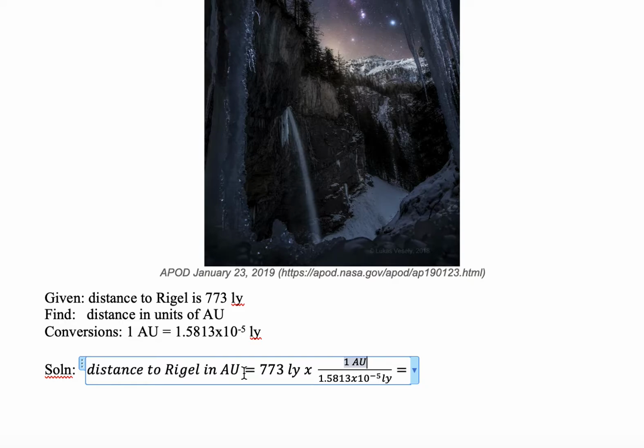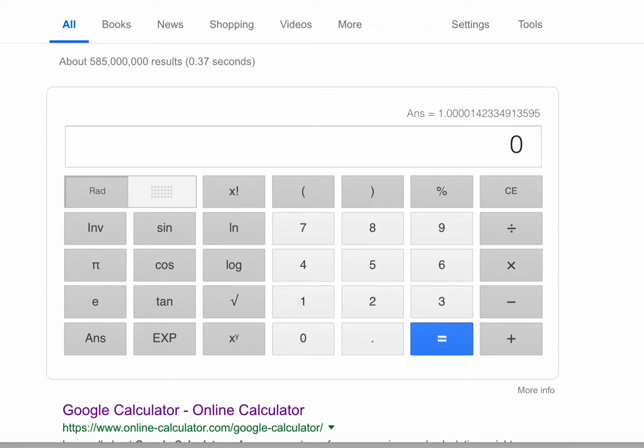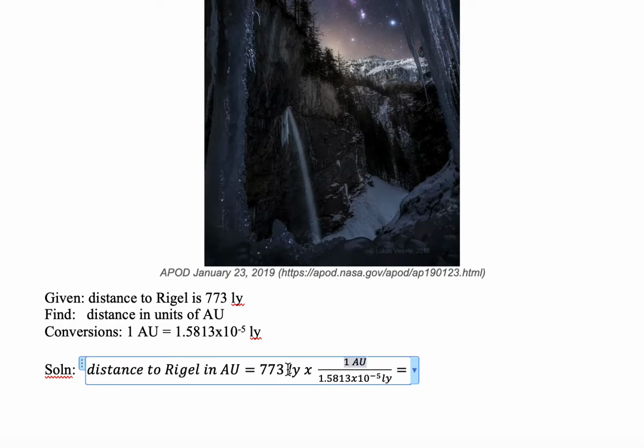Now how do we multiply this out? Well, let's first of all multiply the top. We have 773, and we're going to multiply that by 1. How are we going to do this? Well, let's go to our Google calculator. Here's our Google calculator that we looked up in Google, and we need to multiply 773 by 1. And our answer is, of course, 773. So we go back and look at our equation. We took 773 and multiplied it by 1, and now we need to divide it by 1.5813 times 10 to the minus fifth light years.